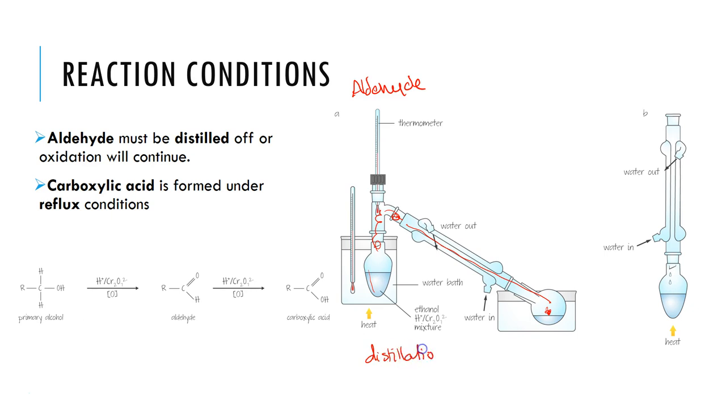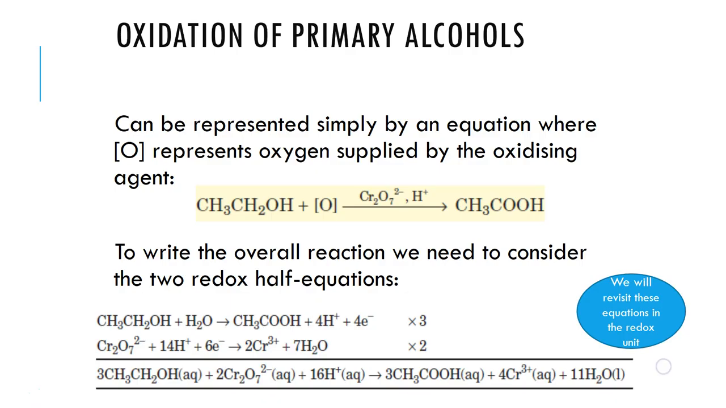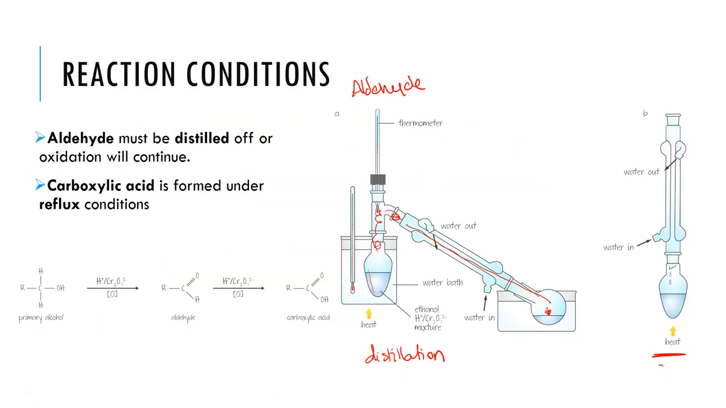Now, if we want to get the aldehyde product, we need to distill it off as it forms. If we don't want the aldehyde and we want the carboxylic acid product, we just use this apparatus here where we're going to have our mixture of components in the bottom, and then it's going to condense up and drip back down and not be distilled off, and from this we will get the carboxylic acid.